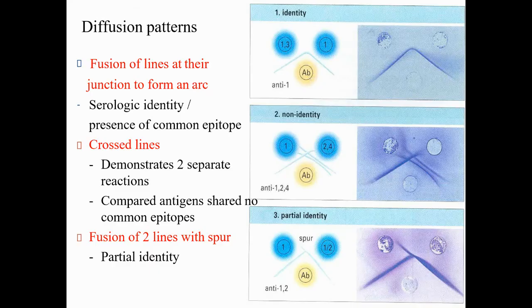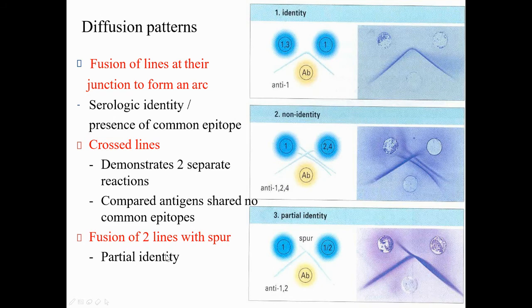Okay, so this diffusion pattern, I already told you, so just look into it. So this is an antibody and antigen. What happens is it shows an identity, a serological identity, which is present for a common epitope. This is number one, an important one. And number two, cross matching, non-identity. Non-identity demonstrates two separate reactions, so like this one cross and here is another cross. So a complete cross shows it doesn't have any link between this antigen and antibody.